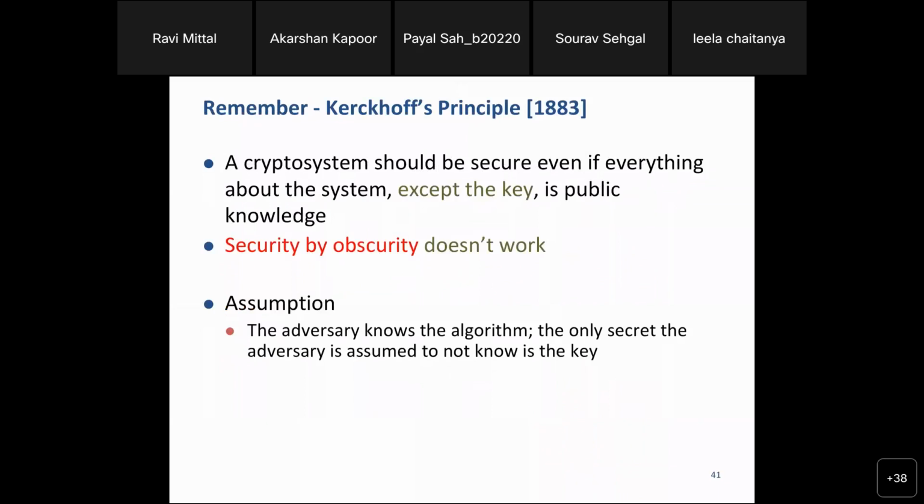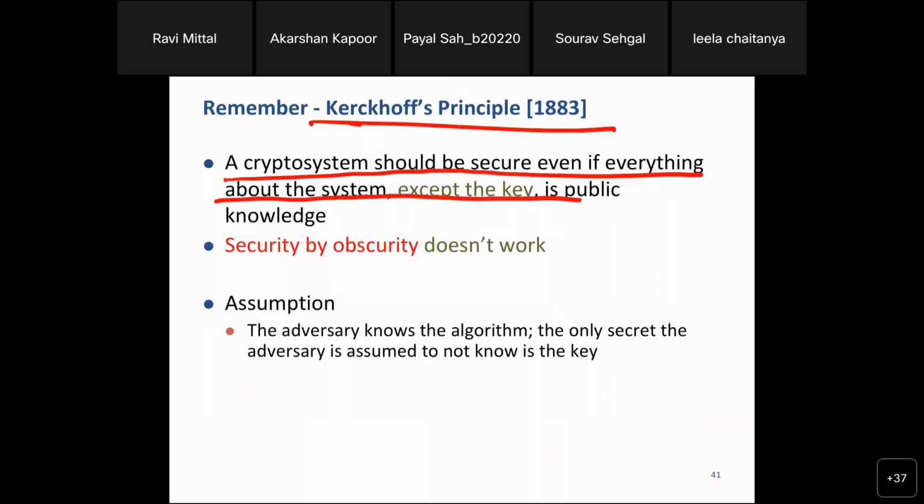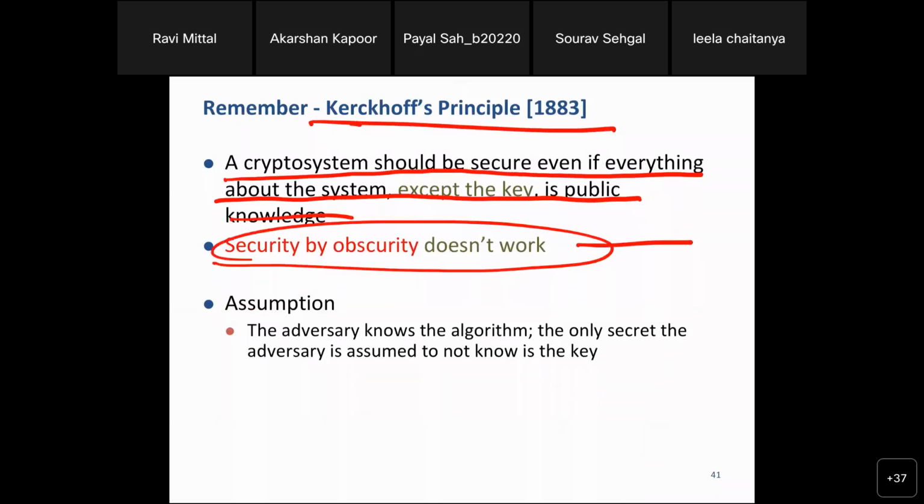And the related principle is Kirchhoff's principle, which was studied earlier. A crypto system should remain secure if everything about the system except the key is public knowledge. So security by obscurity doesn't work. This principle we have studied in detail. The basic assumption in cryptography is that the adversary knows the algorithm. Everyone knows the algorithm; the only secret is the key.